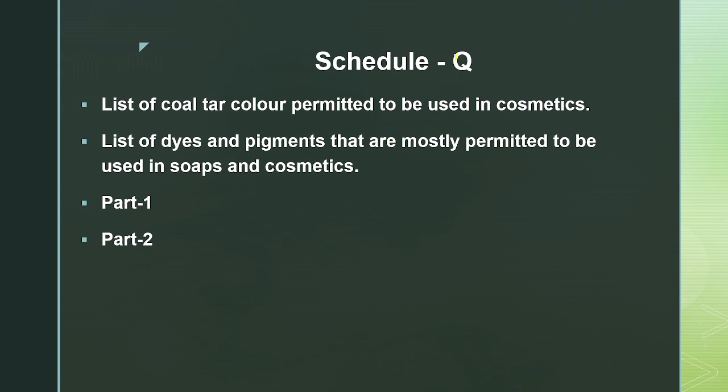And what is Schedule Q? Schedule Q mostly deals with coal tar colors: what colors are permitted to be used in cosmetics, and which colors have been granted a license for cosmetic purposes. It also lists dyes and pigments. Pigments are components that give color or shining properties to substances. Schedule Q consists of two parts. Part 1 mostly deals with coal tar colors, and Part 2 deals with the substances used for cosmetic purposes under the Bureau of Indian Standards, that is, BIS standard marks.